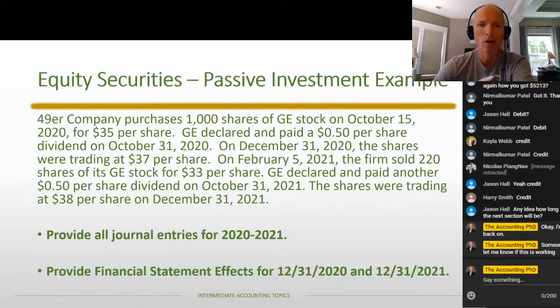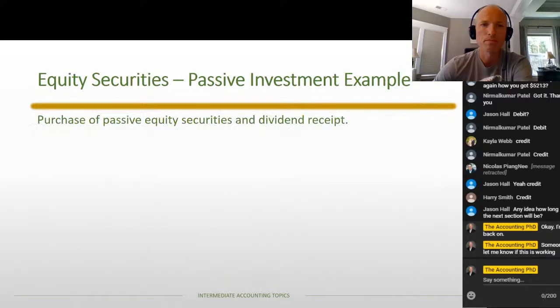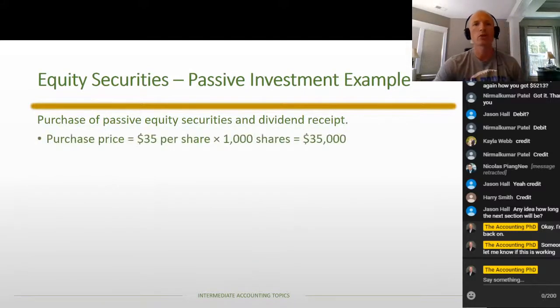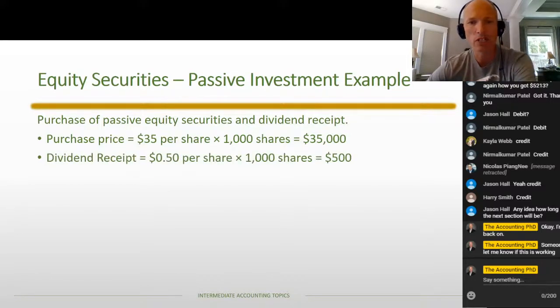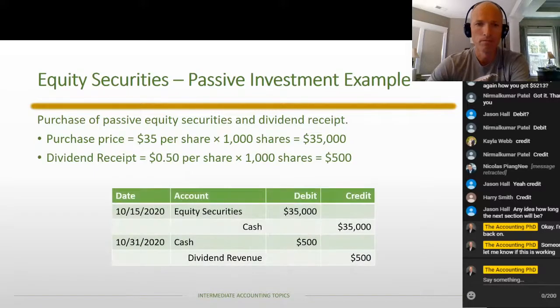All right, so let's provide all the journal entries for these 2 years and any financial statement effects for the 2 years as well. So let's start with the first bit of information, which is the number of shares along with the dividend. So purchases are pretty straightforward. We have the share price multiplied by the number of shares acquired, which is $35,000. The dividend receipt, again, is 50 cents per share times the number of shares that we held at the time, which is $500. And hopefully the journal entries for this aren't too difficult, but the equity securities is $35,000.